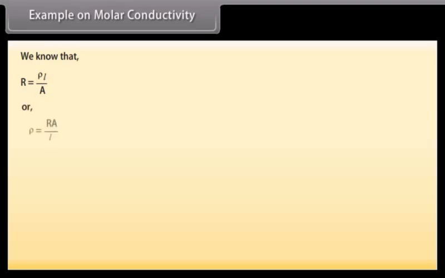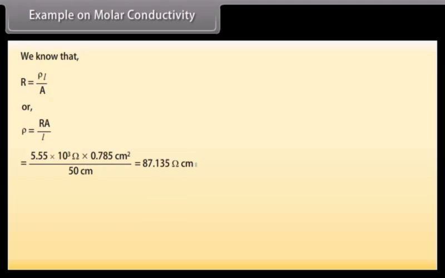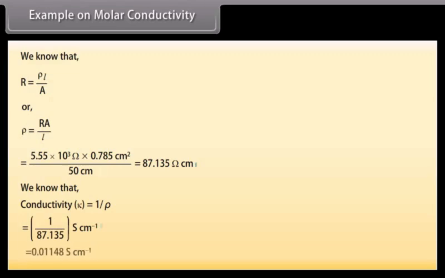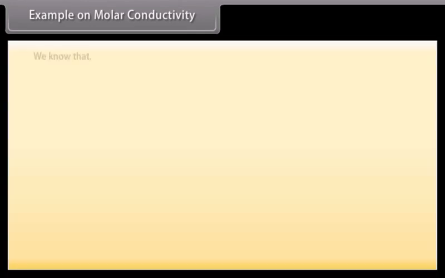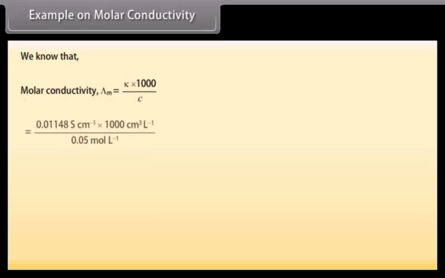By putting the values, we get resistivity is equal to 87.135 ohm centimeter. We know that conductivity is the reciprocal of resistivity. By putting the values, we get conductivity is equal to 0.01148 Siemens centimeter inverse. We know that molar conductivity is equal to κ multiplied by 1000 divided by C. By putting the values, we get molar conductivity is equal to 229.6 Siemens centimeter square mole inverse.